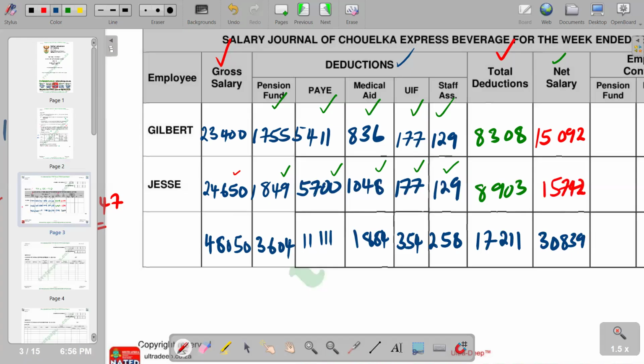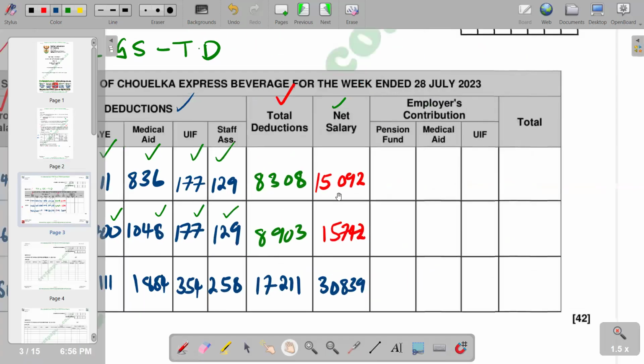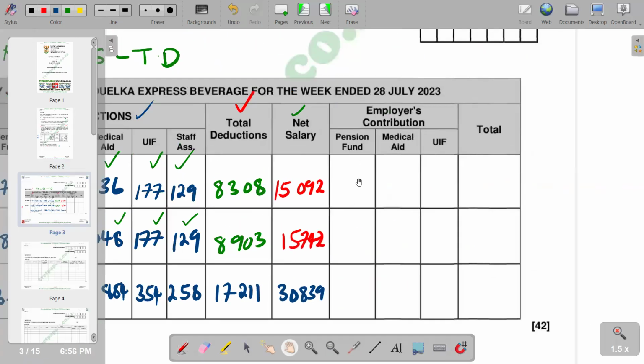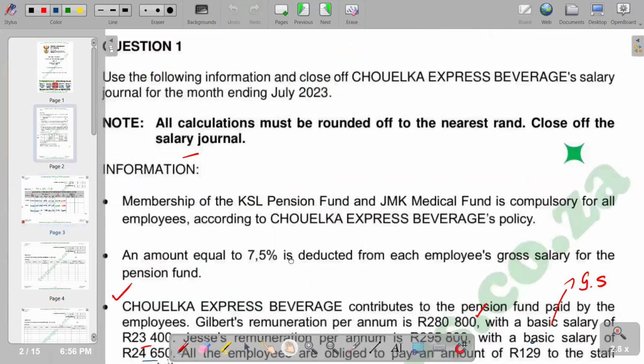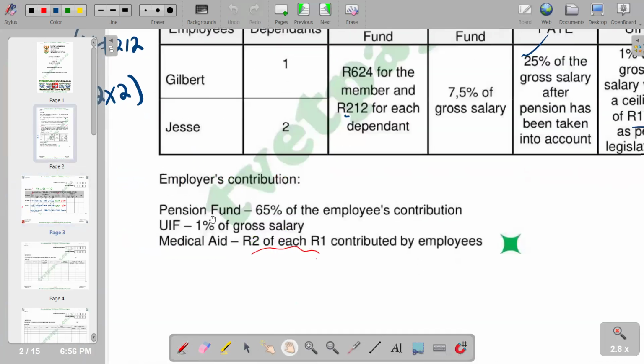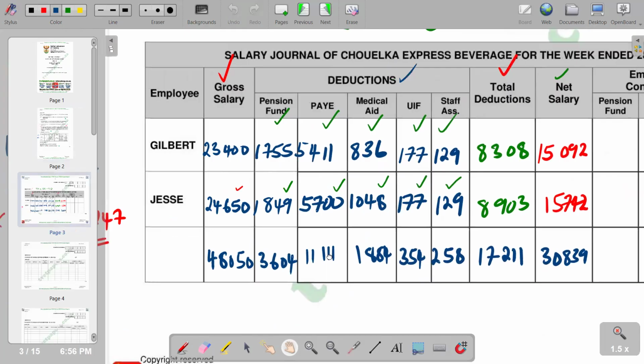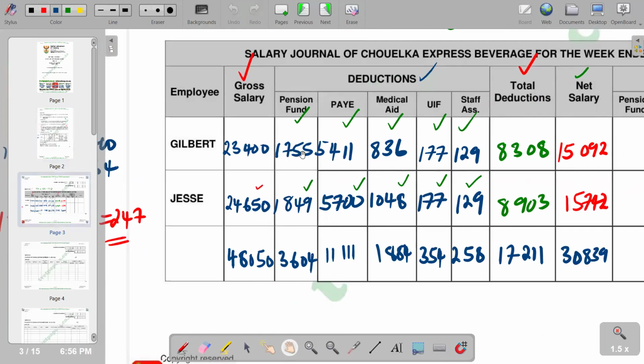And then we move on to the employer's contribution section, whereby we start with the pension fund. So employer's contribution, we have got further instructions given beneath. Pension fund is 65% of the employee's contribution. So we are saying the employee's contribution we have is 1,755 for Gilbert. So it means the employer's contribution on Gilbert is going to be 65%, which is 0.65 times 1,755. So we calculate and see what we are going to get there.